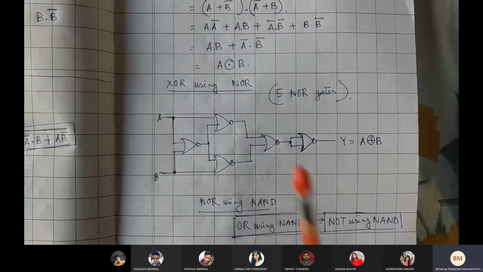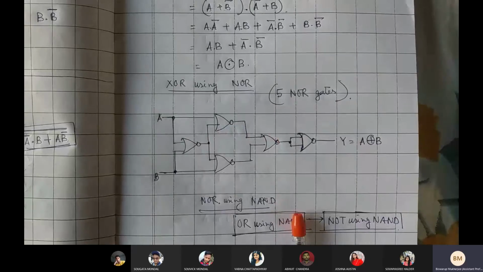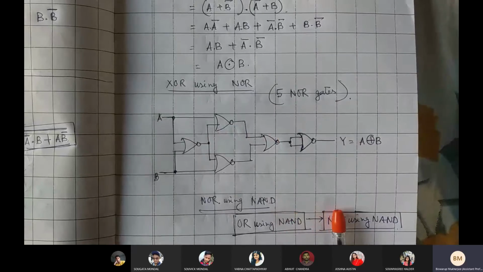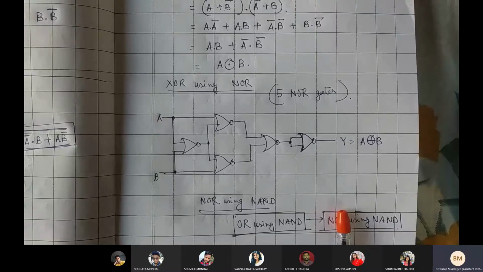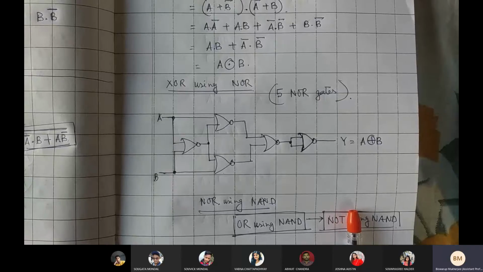I have written all the cases. For an XOR gate, 5 NOR gates are required. So why should we go for 5 NOR gates instead of that? Why shouldn't we just bring one XOR gate into our design? The reason is that we generally try to make our design with similar types of gates.